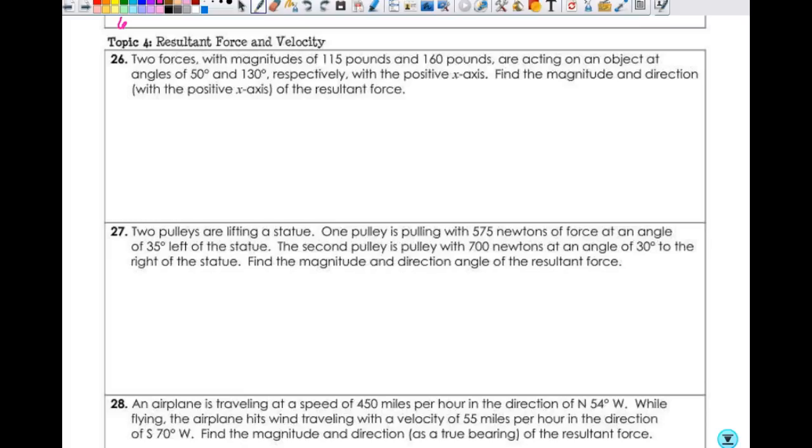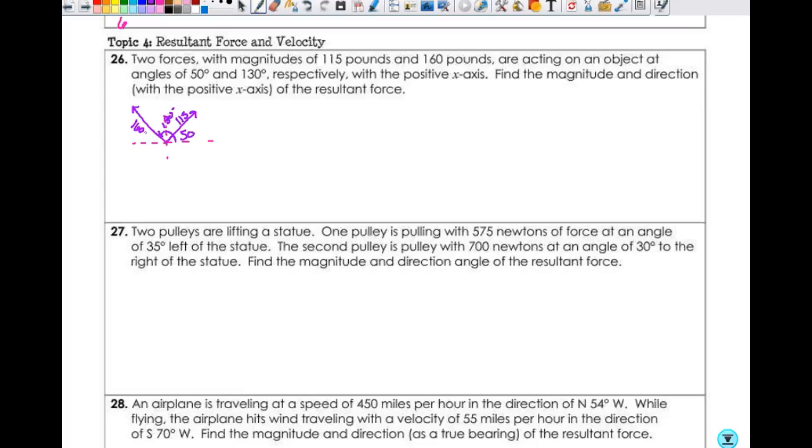Okay, so I've got two forces. They are 115 pounds and 160 pounds, and our angles are 50 and 130. So 50 degrees is about right here, and this is 115. And then 160 would be right about here. Oh no, I'm sorry, that's 160 pounds. Angle is 130, so it would be more like right here, and it's 160 pounds. Okay, so from here to here is 130 degrees, and then this is 160 pounds. Okay? So I want the resultant force.